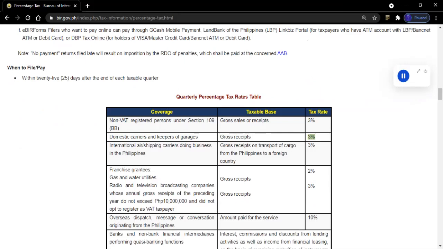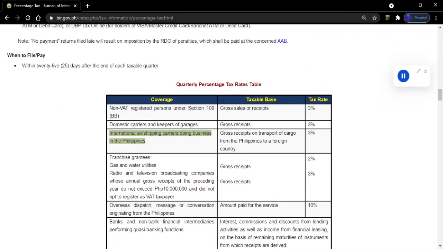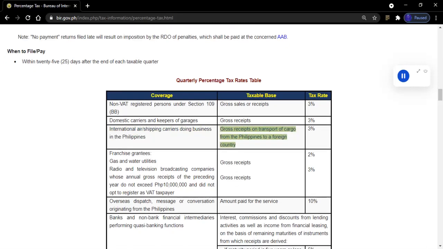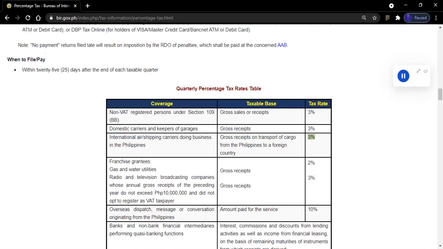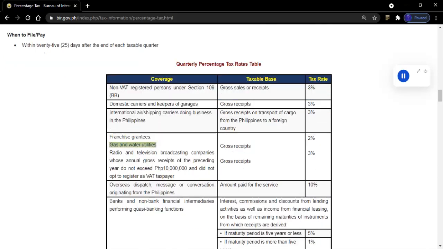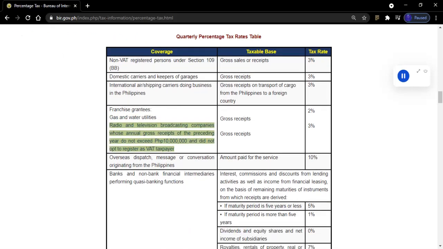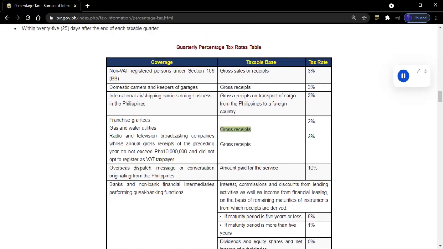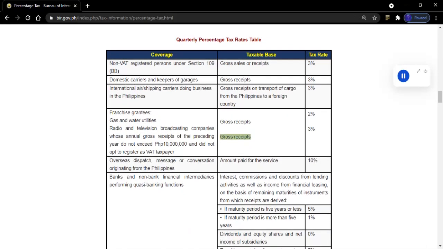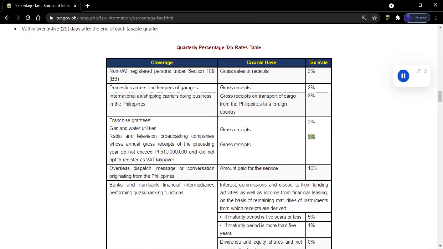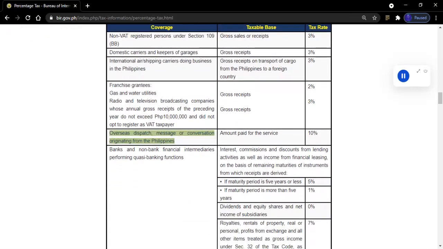International air shipping carriers doing business in the Philippines: gross receipts on transport of cargo from the Philippines to a foreign country, 3%. Franchise grantees: gas and water utilities, and radio and television broadcasting companies whose annual gross receipts of the preceding year do not exceed PHP 10 million and did not opt to register as VAT taxpayer: gross receipts, 2%. Gross receipts, 3%.